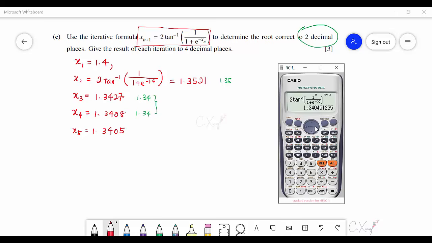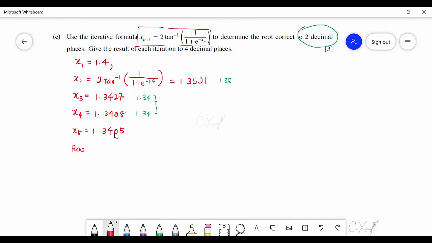Okay, 1.3405. So again, you double check the answer for 2 decimal places, then you realize that it is confirmed already, the value is still the same, therefore the root will be 1.34. So this is how we actually get the root in 2 decimal places. And please make sure that you give all the values for the iteration in 4 decimal places.